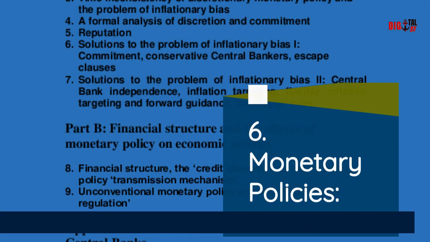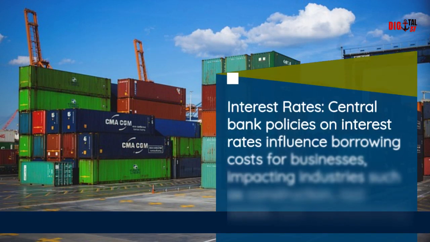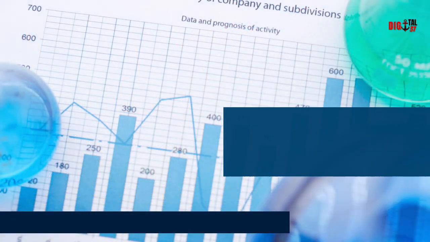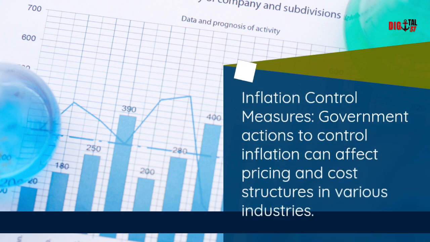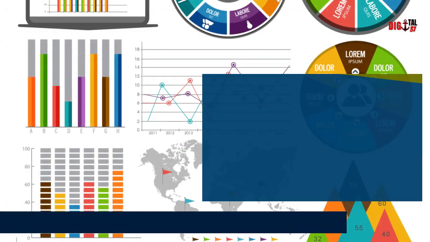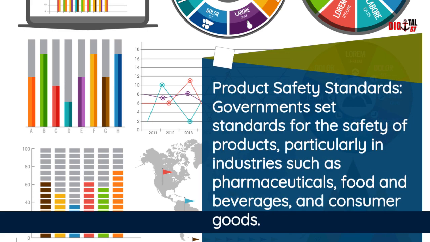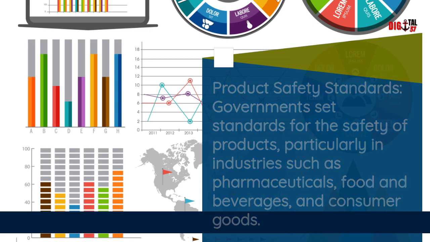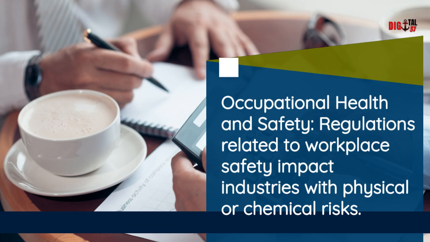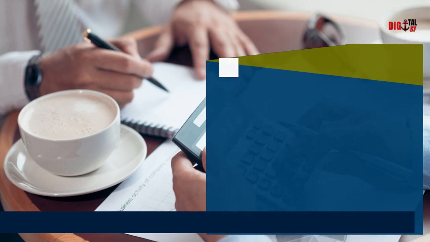6. Monetary policies. Interest rates. Central bank policies on interest rates influence borrowing costs for businesses, impacting industries such as construction, real estate, and manufacturing. Inflation control measures. Government actions to control inflation can affect pricing and cost structures in various industries. 7. Health and safety regulations. Product safety standards. Governments set standards for the safety of products, particularly in industries such as pharmaceuticals, food and beverages, and consumer goods. Occupational health and safety. Regulations related to workplace safety impact industries with physical or chemical risks.